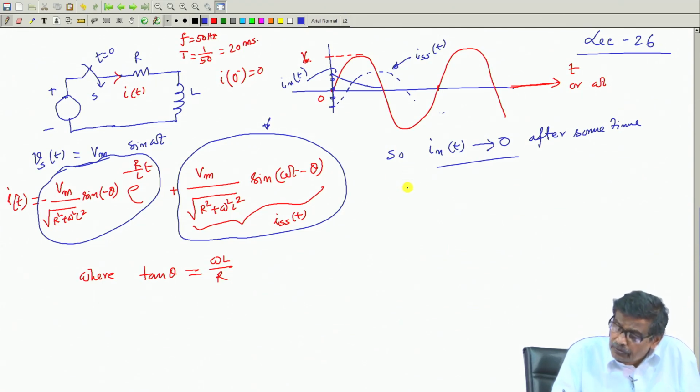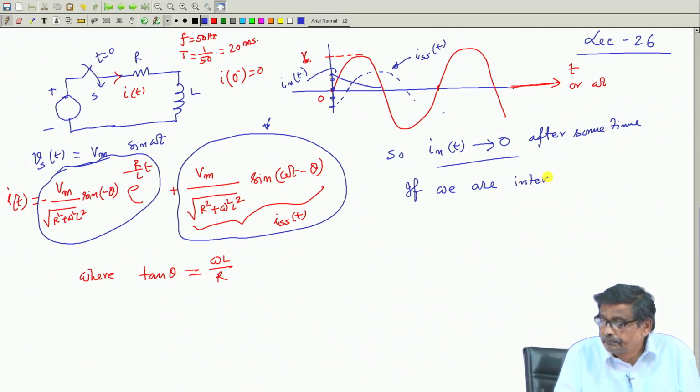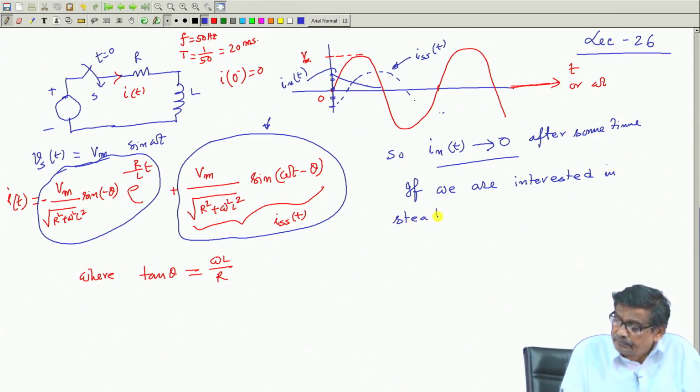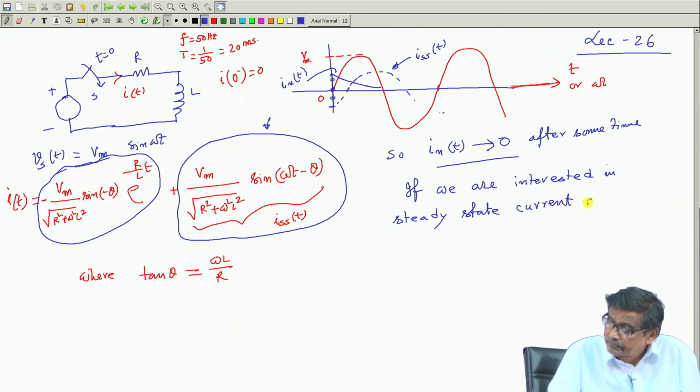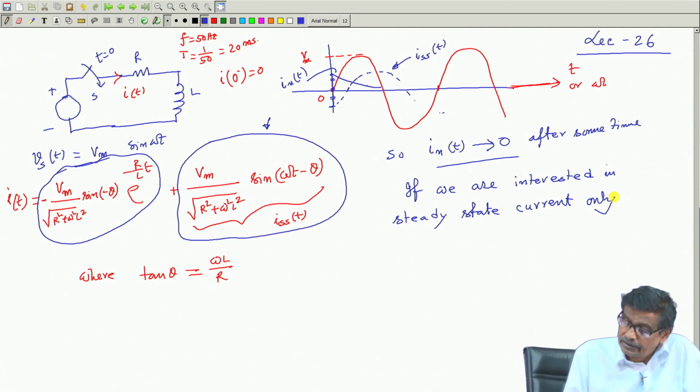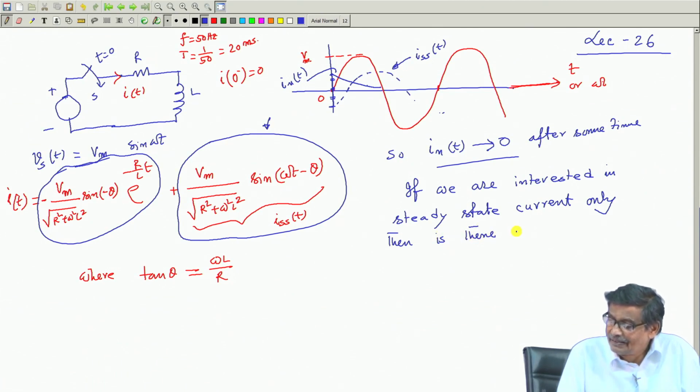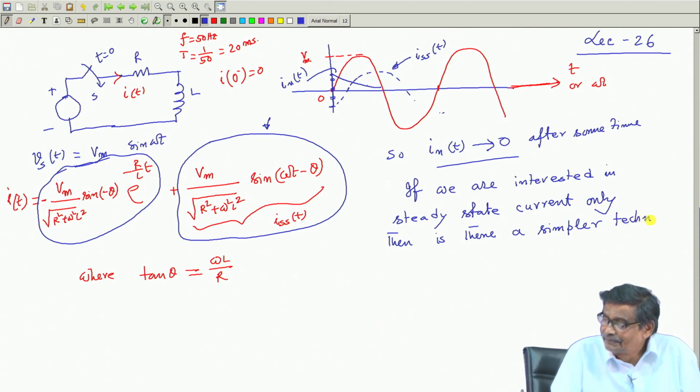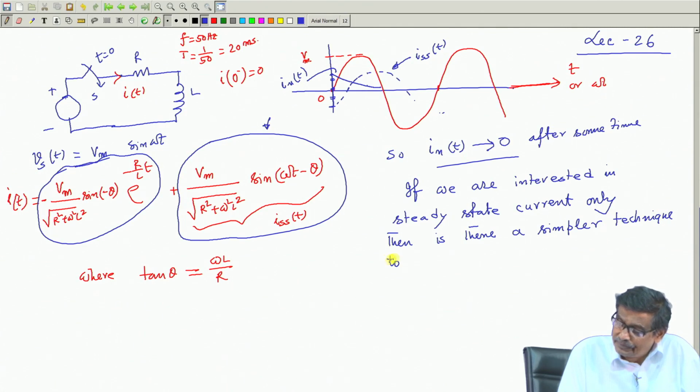So, if we are interested in steady state current only, then is there a simpler technique to do that?